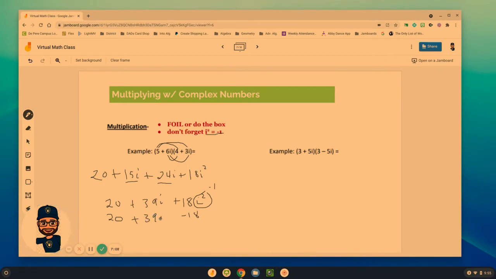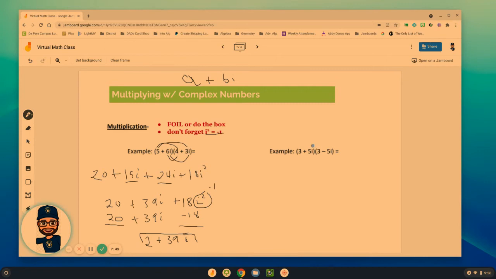39i minus 18, and now I've got a real number and a real number that can get combined together. 20 take away 18 is 2, plus that 39i. 2 plus 39i. And so we're really using that distribute box FOIL method to help us break this down into a plus bi. And the proper way, whenever we have our answers, is to start with the real number, or a, or if you have other variables, and then bi comes second.